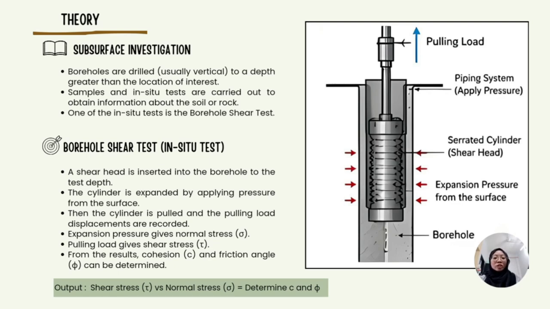So what is the borehole shear test? A shear head is inserted into the borehole to the test depth. The cylinder is expanded by applying pressure from the subsurface. Then the cylinder is pulled and the pulling load and displacements are recorded. Expansion pressure gives the normal stress. Pulling load gives the shear stress. From this result, cohesion and friction angle can be determined.